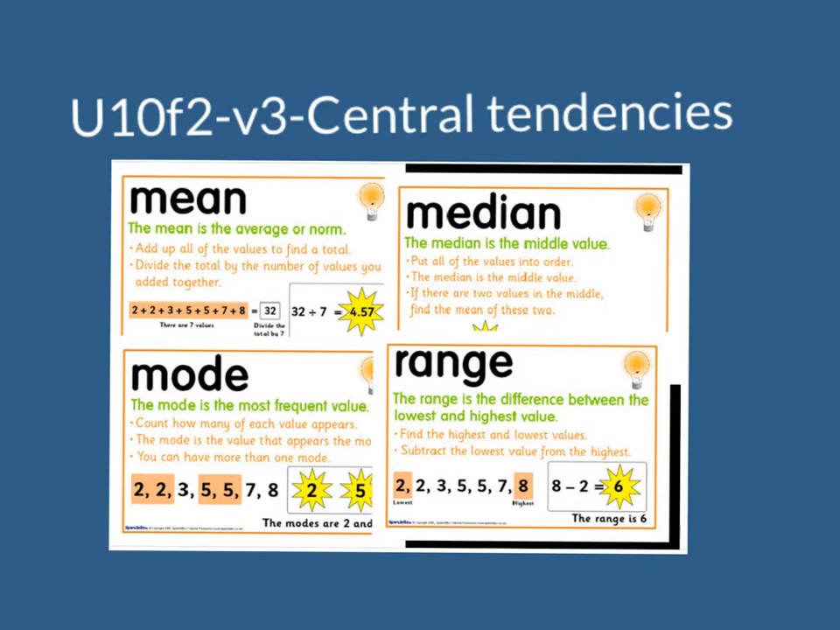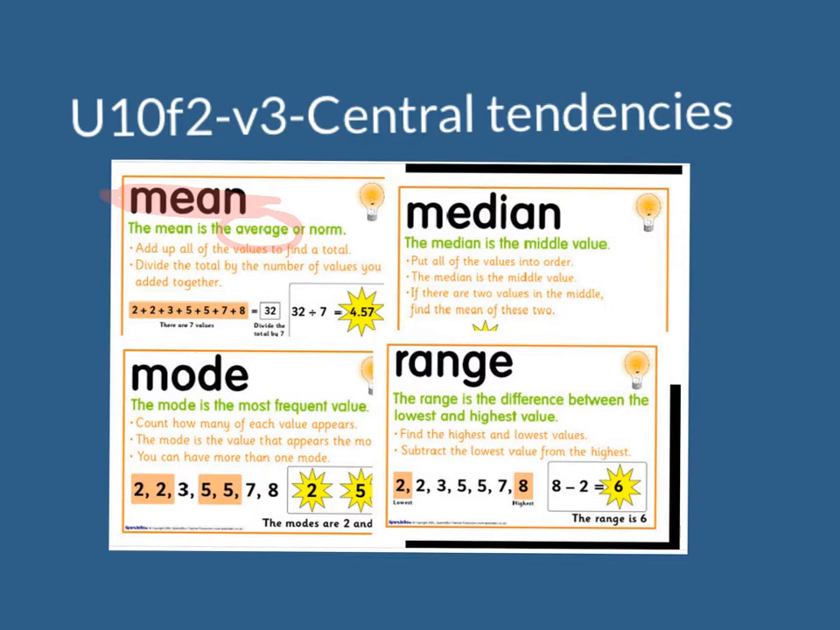So this is where we have the mean, which we know as an average. They're actually all averages, but the mean is the average that we are used to, where you add them all up and divide by how many numbers you have.